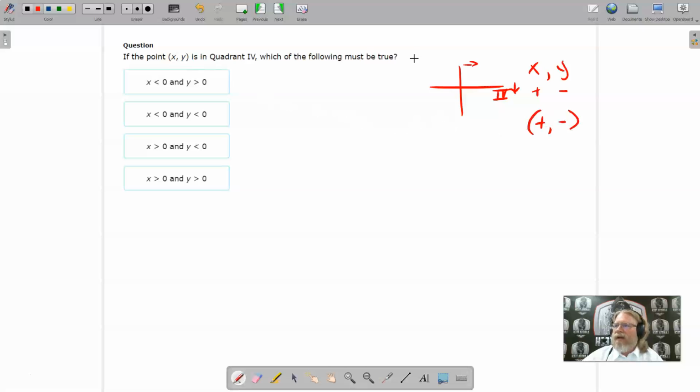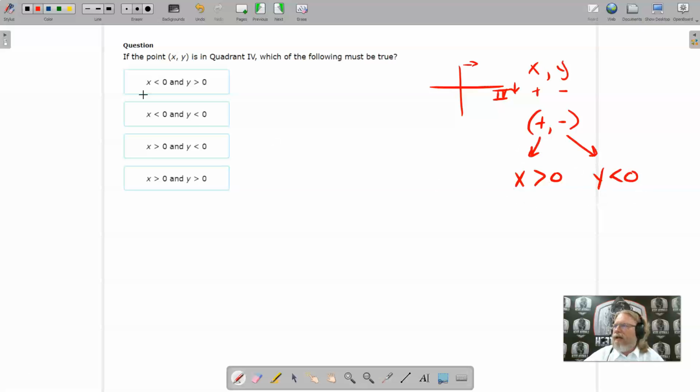Which of the following must be true? They're using inequalities, so let's do the same. If x is going to be positive, x has to be greater than 0. And if y is going to be negative, then y is going to be less than 0. So x is positive, greater than 0, and y is negative, less than 0.